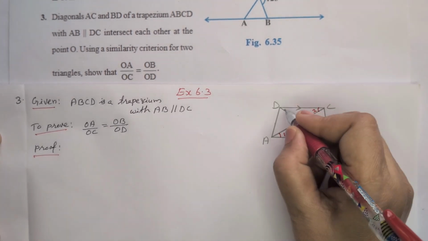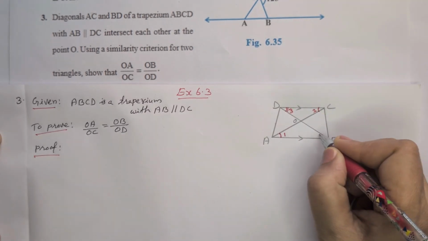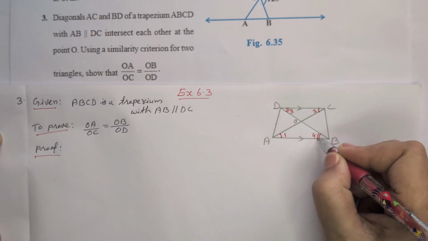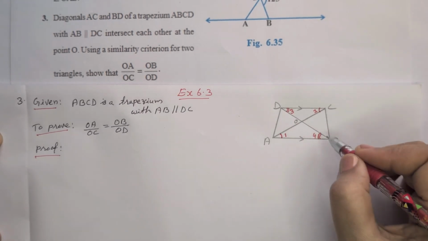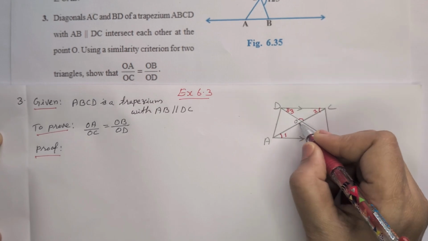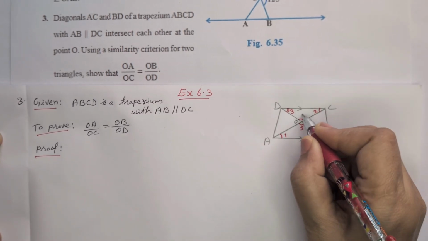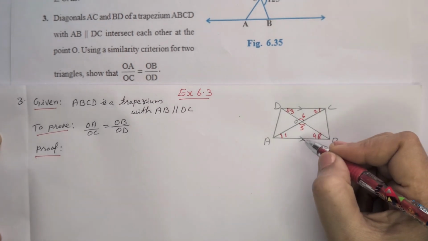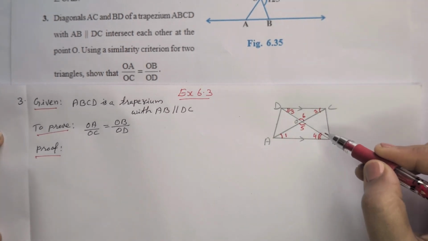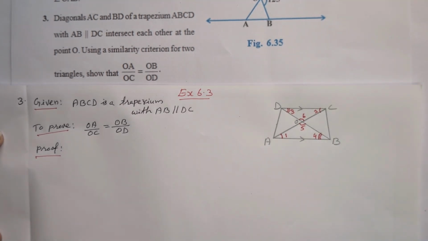Similarly, here if we mark this as angle 3, this is 4. That also is alternate interior angles. Then we can take this one, vertically opposite angles. So when we are comparing these two triangles, we can see by the AAA similarity criterion, these two triangles are similar.